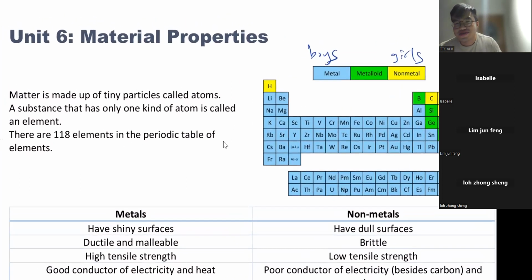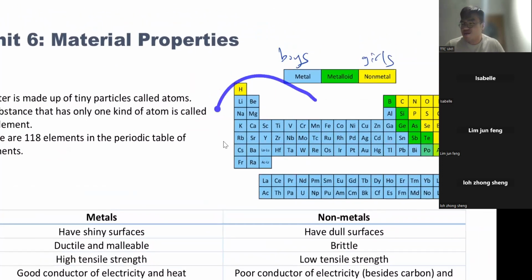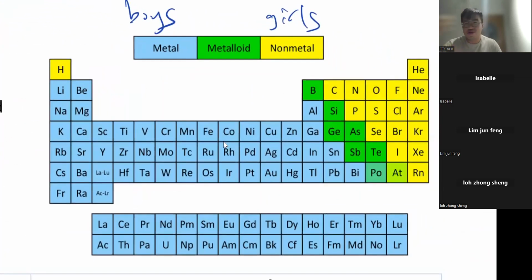Anyway, so matter is made up of tiny particles called atoms. Do you know what is atom? You know it's atom, right? A substance that has only one kind of atom is called an element, right? So we have like 118 elements here. Okay, do you recognize any of it? These are the symbols. Do you recognize any elements here?